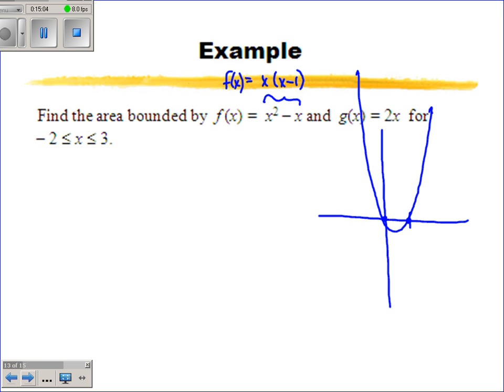The other one is y equal 2x. So 2x I know has a y-intercept of 0. The slope is 2, which is 2 over 1. So for every 2 I go up, I'm going to go right 1.